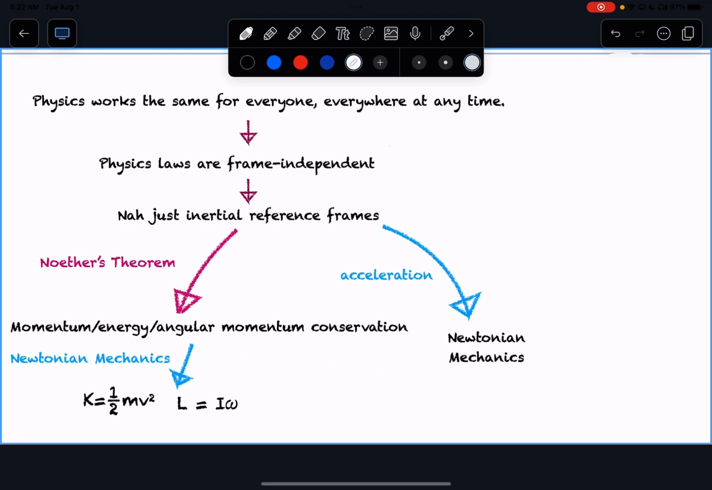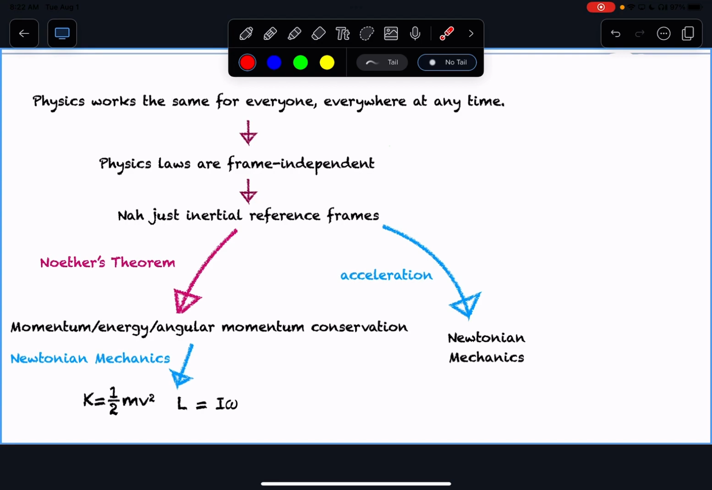Good, so in the beginning, I told you this statement in the first class that physics law should work the same for everyone, anywhere, anytime. And to translate that into English, we learn about reference frame. And this statement means that physics law should not be frame dependent. It should look the same for everyone. So it's the same for every frame.